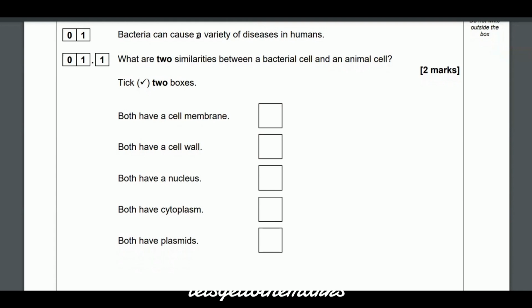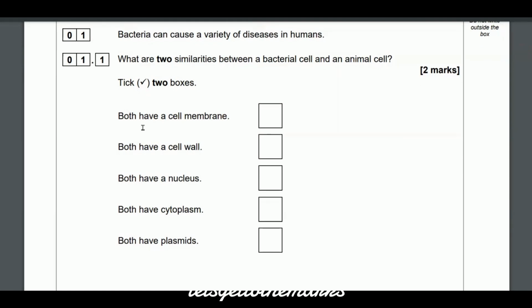Question 1. Bacteria can cause a variety of diseases in humans. 1.1. What are 2 similarities between a bacterial cell and an animal cell? And it's worth 2 marks. Tick 2 boxes. Always pay attention to the words in bold. So pause, have a go.